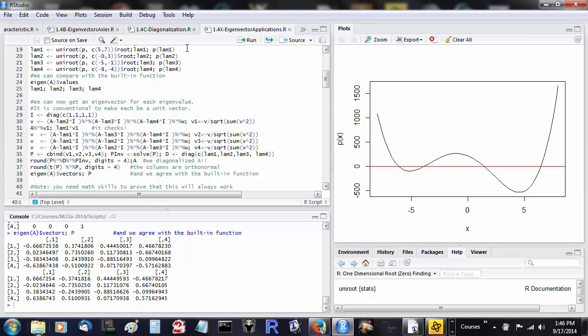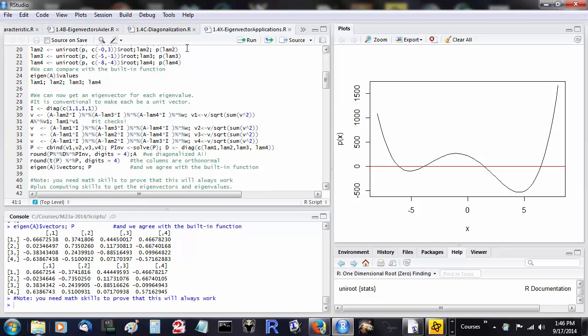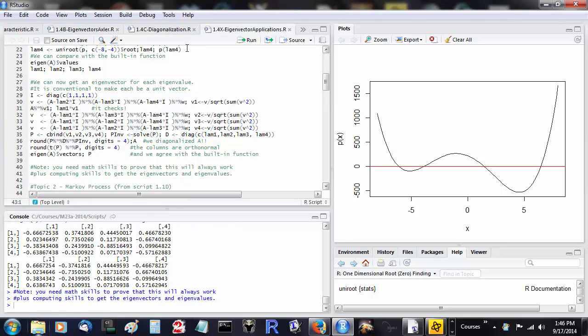If you want to prove that this will always happen with a symmetric matrix, you need very substantial mathematical skills. Computation skills will not buy you anything. But if you want actually to compute the eigenvectors and eigenvalues, you don't need skill at proof, you need skill with computing. So the two go together to make you a well-rounded mathematician.